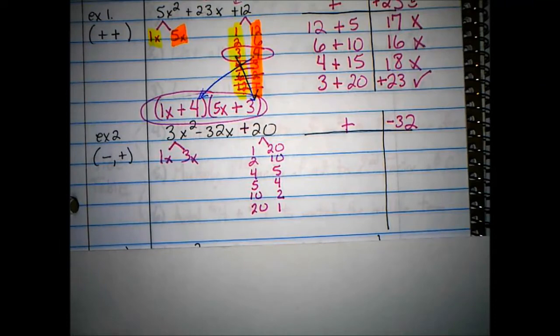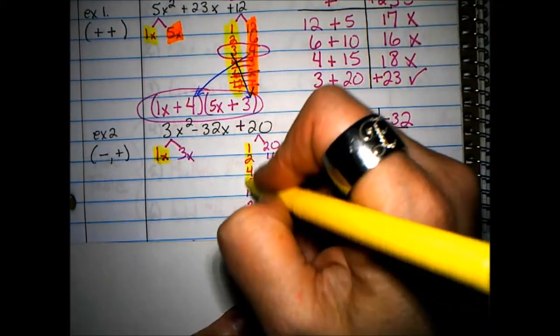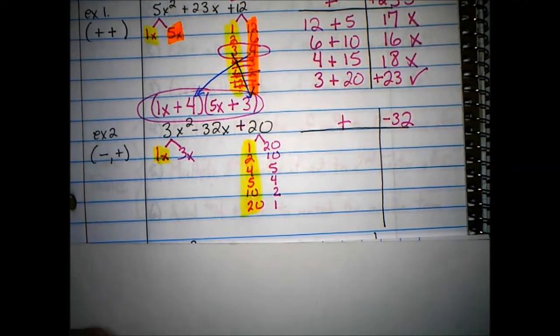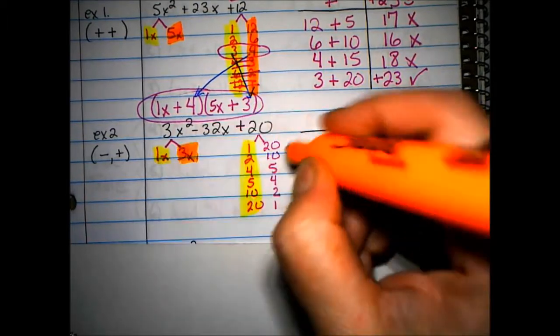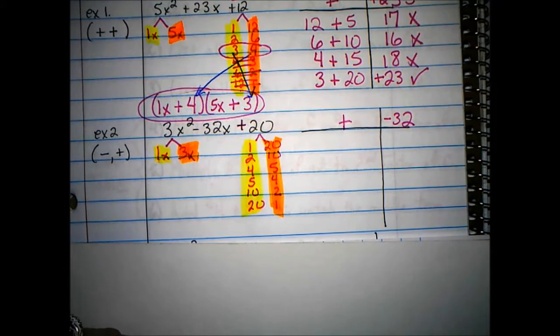I'm going to highlight my columns. My first columns I'm going to highlight yellow. My second column I'm going to highlight orange. So you can see the numbers that I'm multiplying. I want to keep those together. Okay. Now here we go.